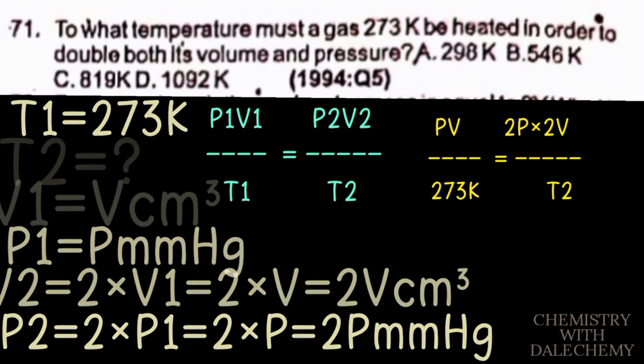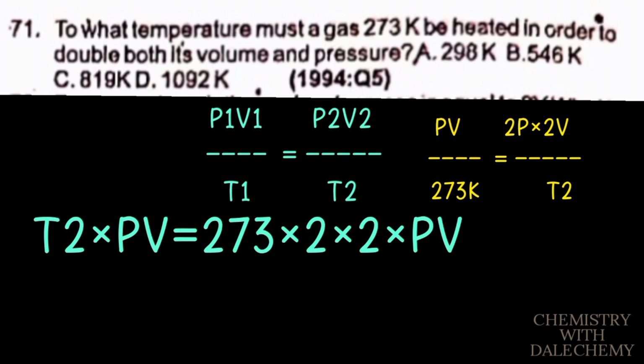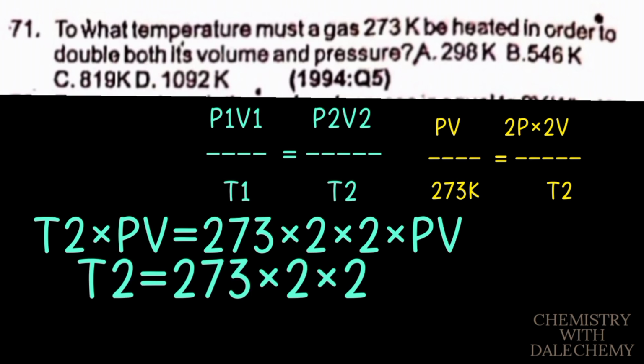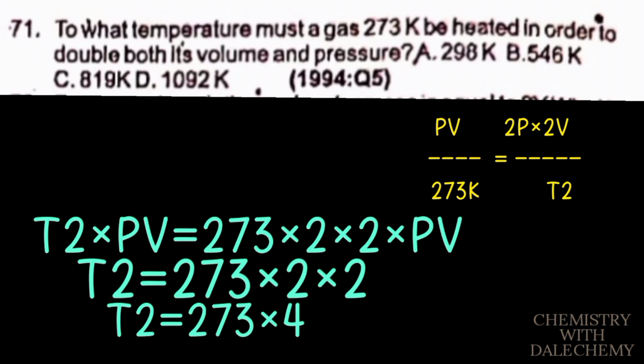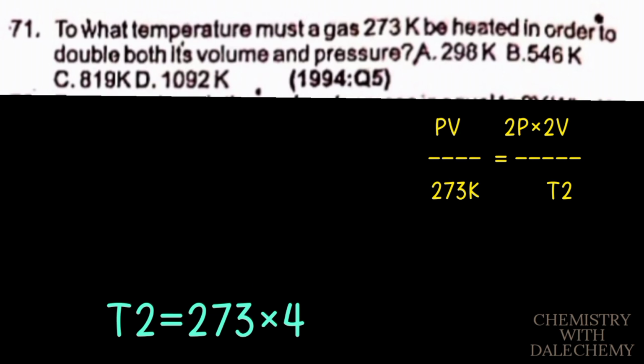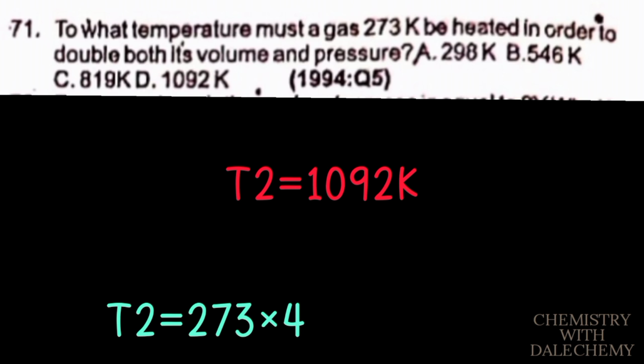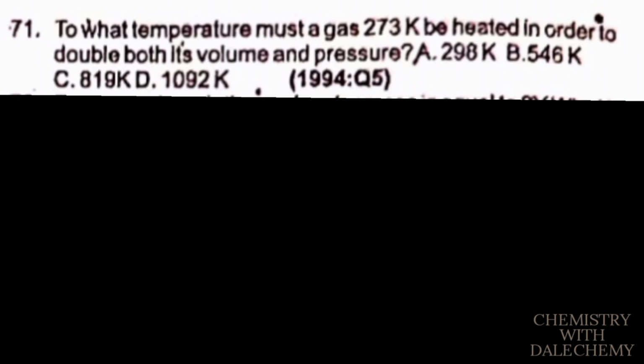Now when you cross multiply, you have T2PV is equal to 273 multiplied by 2 multiplied by 2 multiplied by PV. Then if you divide both sides by PV, you have T2 is equal to 273 multiplied by 2 times 2, which is 273 multiplied by 4. So T2 is now equal to 273 multiplied by 4, which gives 1092 Kelvin. And that's our final temperature, which means option D is right for this question.